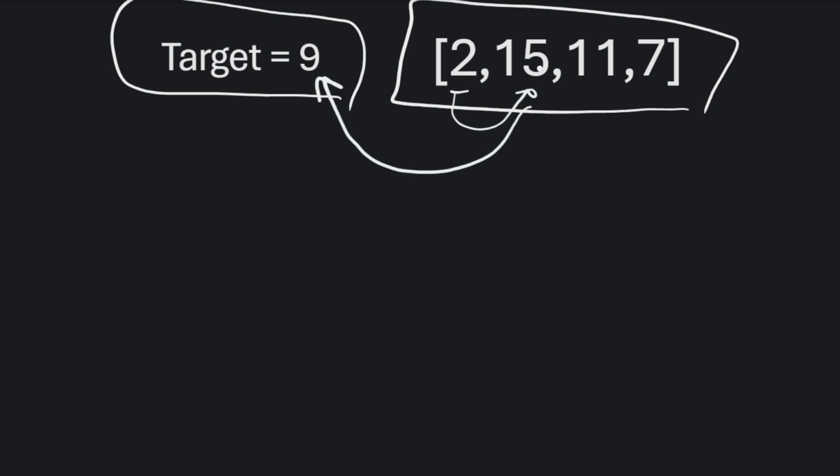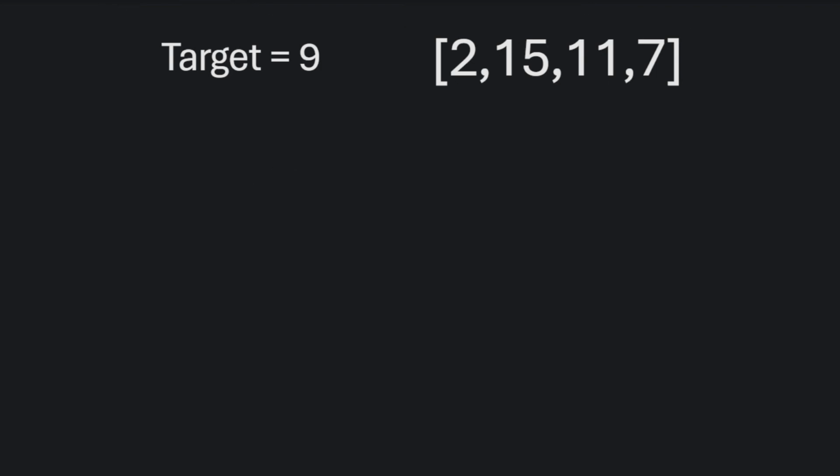So, for example, 2 plus 15 is 17. Is 17 equal to 9? Nope. But if we get the sum of 2 and 7, that's going to be equal to 9. But how do we do this programmatically?